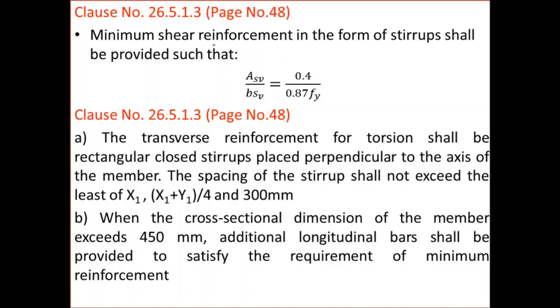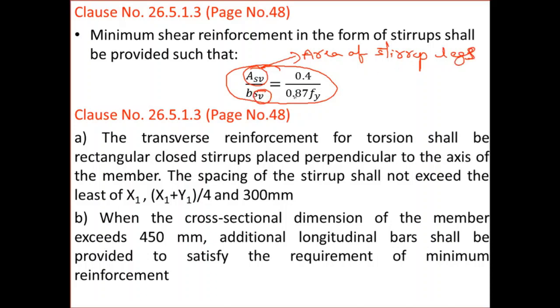And the next clause is related to the minimum shear reinforcement. So here, this is the formula to determine the minimum shear reinforcement. Now here Asv means area of the stirrup legs. Then Sv is the spacing between the stirrups, and fy is the characteristic strength of the steel, and b is the width of the section.